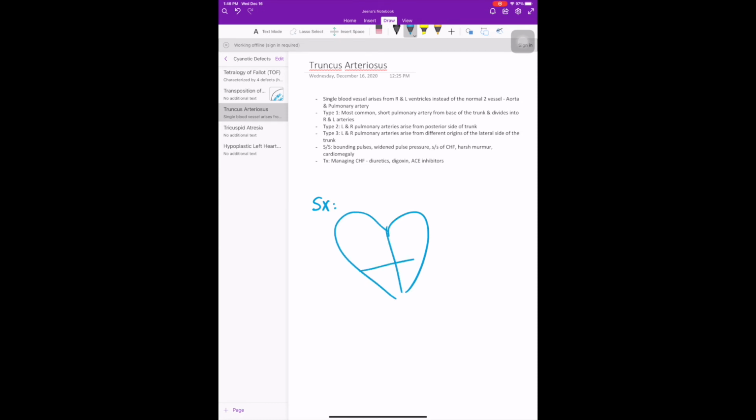So I'm going to just do a quick drawing. And remember that on the left ventricle side, you have the aorta coming off. And then on the right ventricle side, you have the pulmonary artery. So in the truncus, you're just going to have this big old trunk where they're both spanning from the same thing. So in a sense, there's a defect right here.